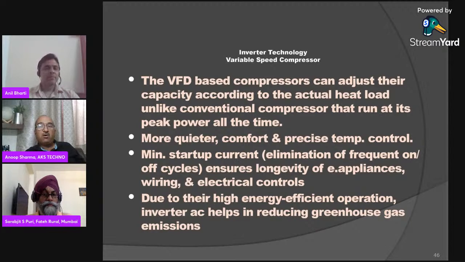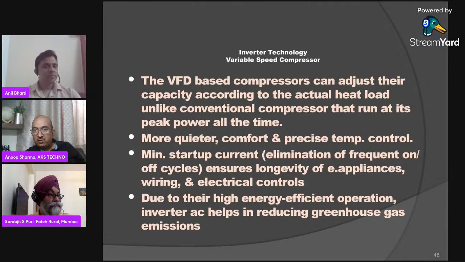But we have to take care of all the precautions which Dr. Bharti has told us, to keep our insulation better, our filters better. Unless we do that, we cannot achieve the efficiency of this inverter also. So we have to take care of all the precautions to increase the efficiency of the air conditioning. Yes, you could use this inverter.